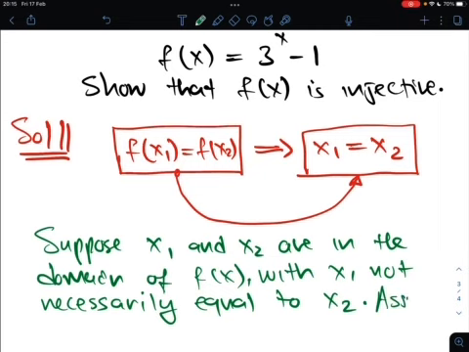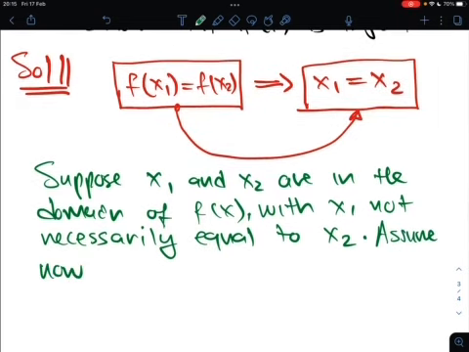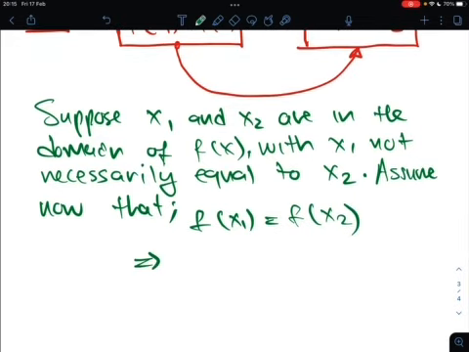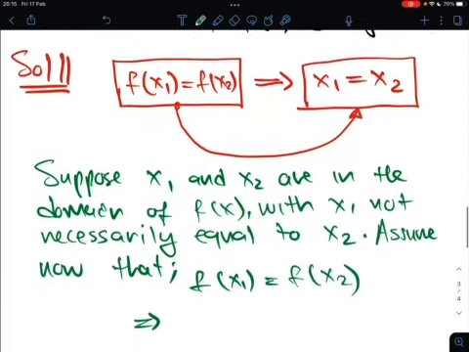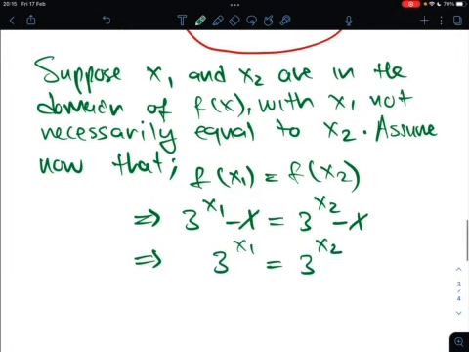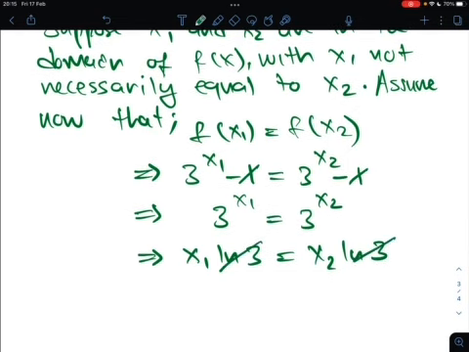So let's assume now that f of x1 is equal to f of x2. If we assume that, what does that mean? Remember, f of x1 is given as 3x1 minus 1. So this means 3x1 minus 1 is equal to 3x2 minus 1. Now it follows from here, if we cancel these, that 3x1 is equal to 3x2. If you want, you can introduce some exponents which will give you some logarithms, but now you can divide both sides by this, so therefore we see that x1 is equal to x2.